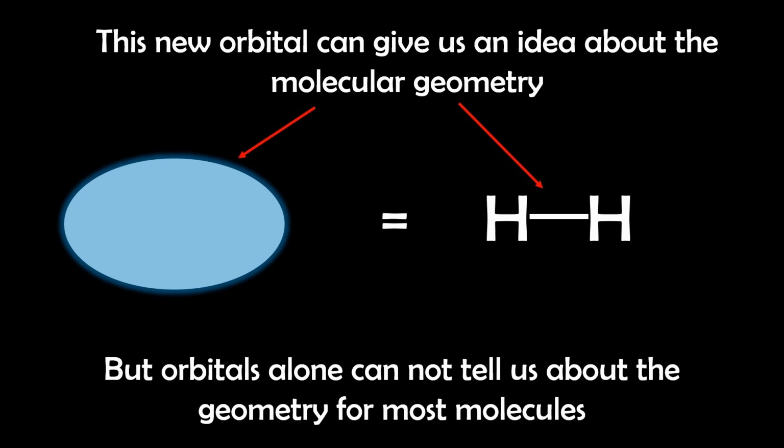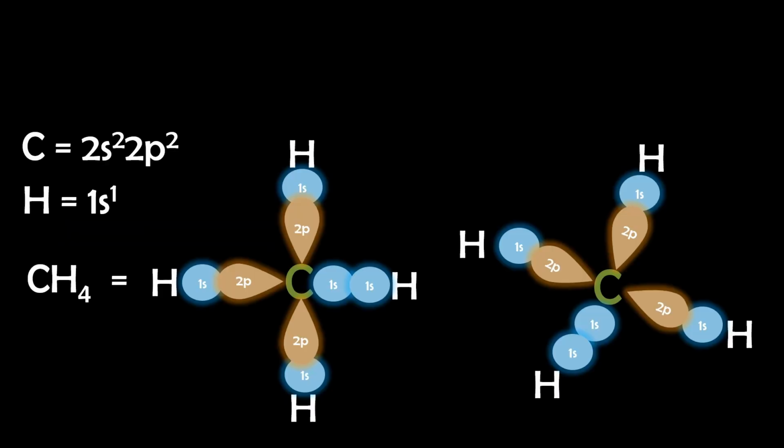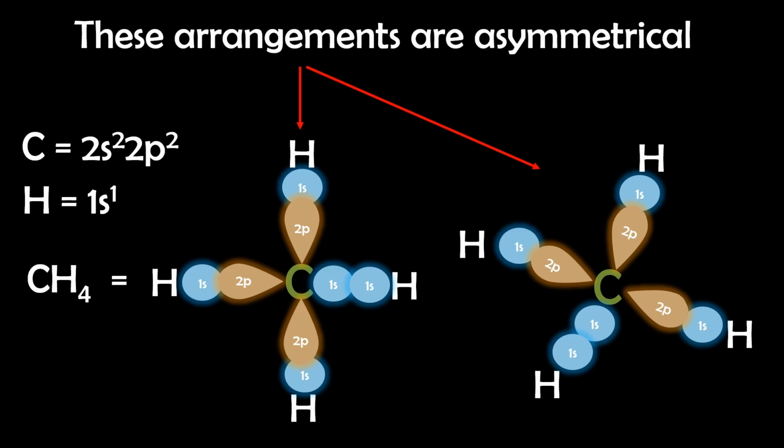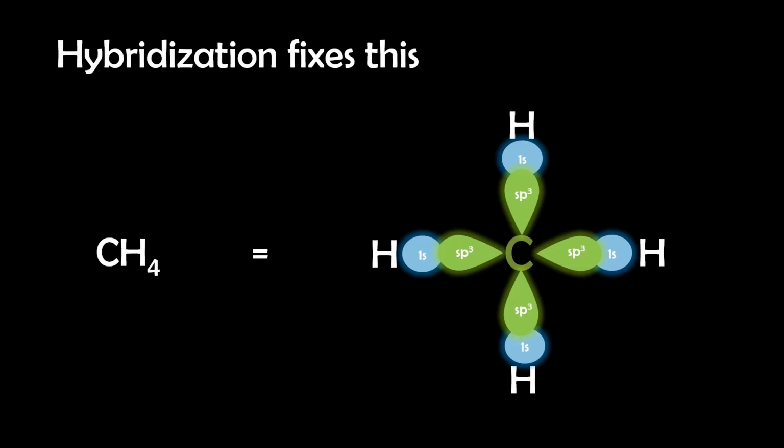Yet, relying solely on atomic orbitals can lead to an uneven energy distribution or asymmetrical shapes. Consider methane. How do we arrange 4 hydrogen atoms using 1 s orbital and 3 p orbitals? It's challenging to find a logical structure. This is where hybridization helps. It merges atomic orbitals into new equivalent hybrid orbitals, forming symmetrical structures. For example, in methane, hybridization results in 4 identical sp3 orbitals, arranging in a tetrahedral shape that aligns perfectly.